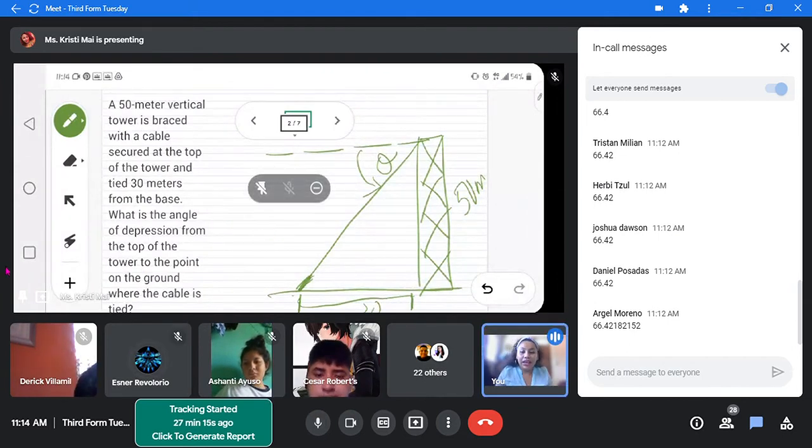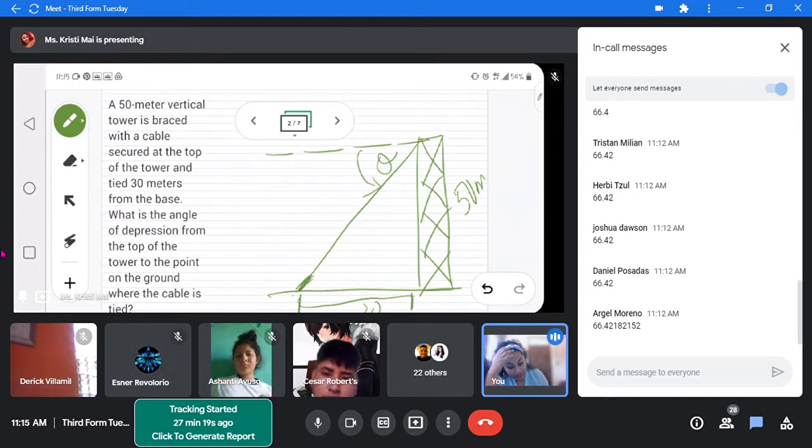Okay, so we have the angle of depression there. Now, if I am going to create my triangle, my angle has to be on the inside for me to find it. What am I going to do now? Anybody has any ideas?